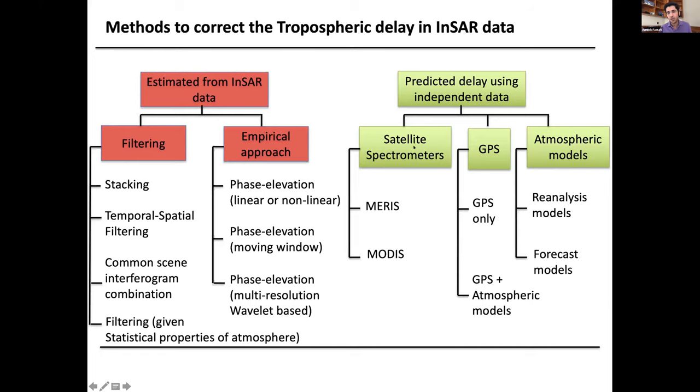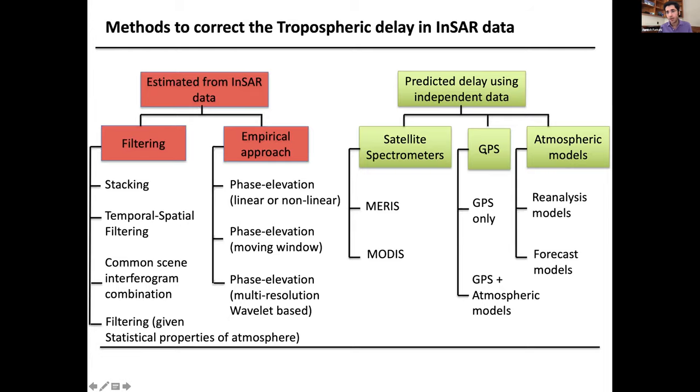Then there are ways based on satellite spectrometers, which was an opportunity when we had Envisat, which didn't have only a SAR sensor but also a spectrometer, giving us optical observations at the same time as the radar observations, from which we could estimate the wet delay. There are also other satellites like MODIS, and there have been studies trying to use MODIS data to correct InSAR data. The problem is that the times are different between the two satellites, and we need daylight, which is not always available.